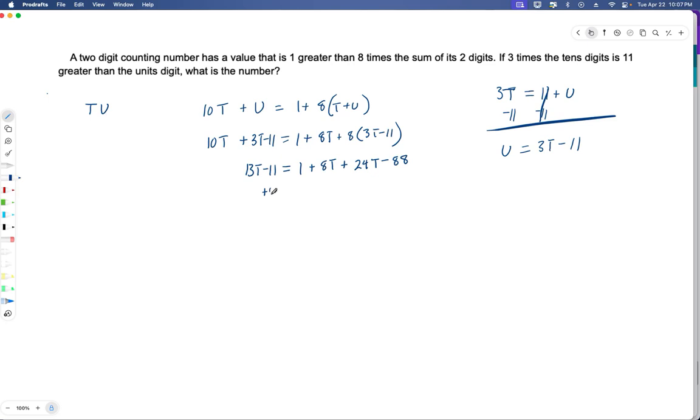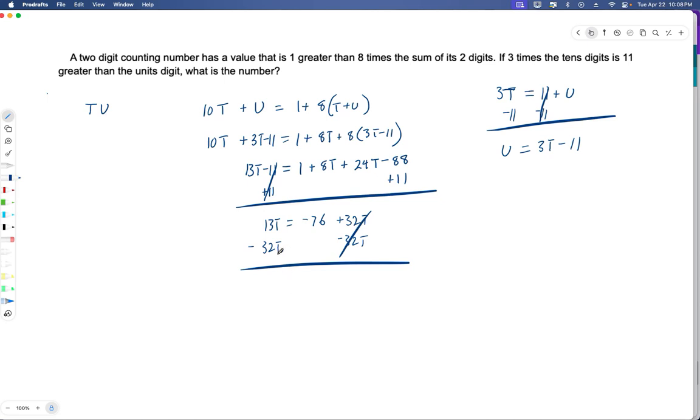So if I add 11 to both sides, this would cancel. And if I combine these, 13t is equal to negative 88 plus 11, that's negative 77, plus 1, that's negative 76. 8 plus 24, that's going to be plus 32t. So if I subtract 32t from both sides, there we go.